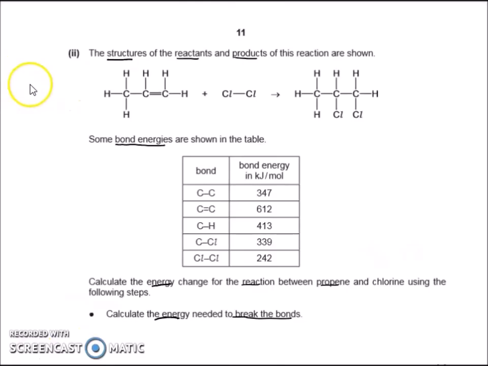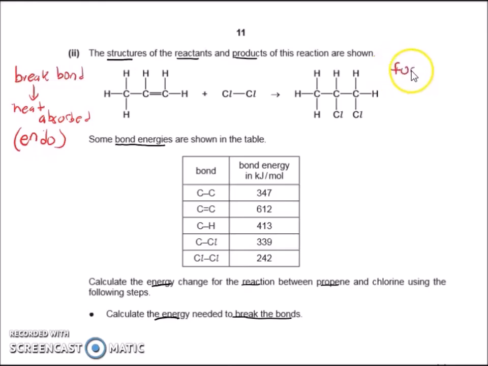So remember a few things before we begin the calculation. If you want to break the bonds, you need to absorb heat. Heat is being absorbed, so it is called endothermic. So I just put endo. When you form the bonds, you will release heat. You will release the heat. So this is called an exothermic reaction.